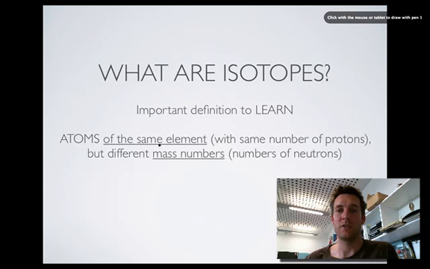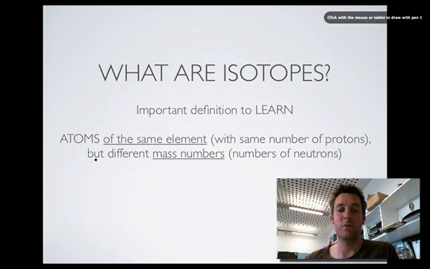So atoms of the same element will have the same number of protons, so I could say atoms with the same number of protons but different mass numbers. I could also say atoms of the same element but different numbers of neutrons, because if you have a different mass number you're going to have a different number of neutrons to another atom, so long as you've both got the same number of protons.